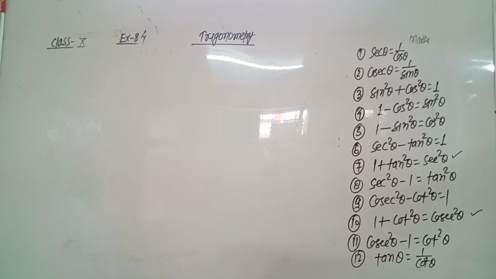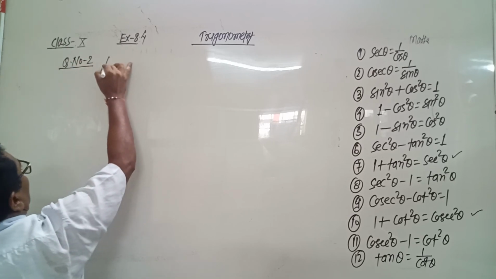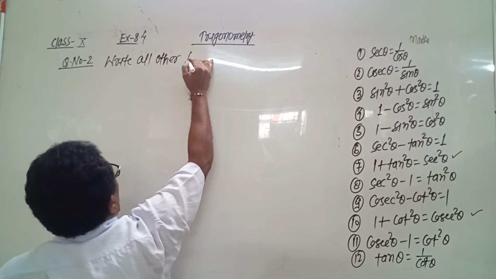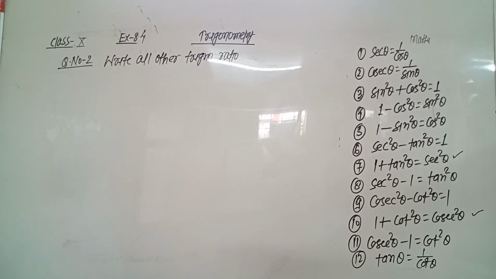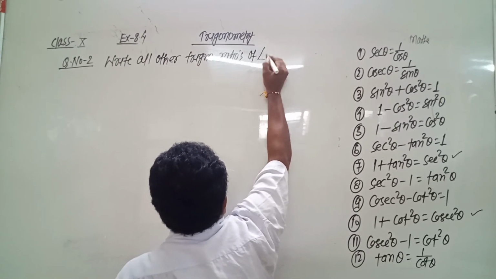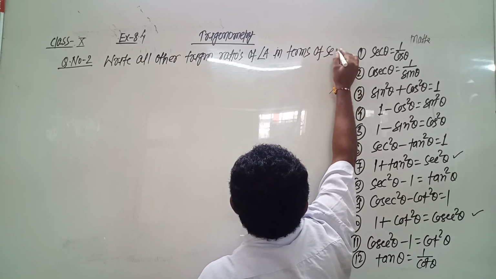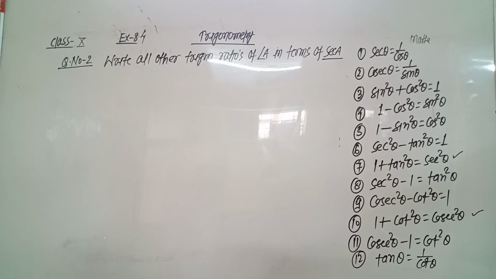Now let us see question number 2. Write all other trigonometric ratios of angle A in terms of sec A. We have to write all other trigonometric ratios of angle A in terms of sec A.